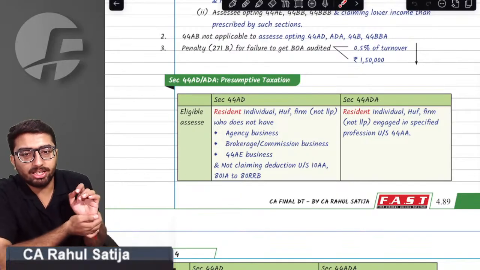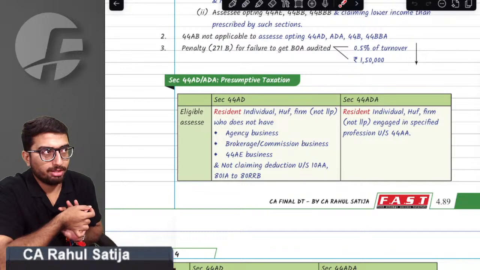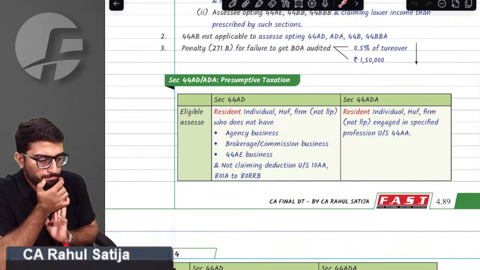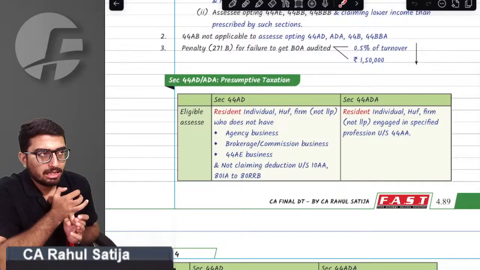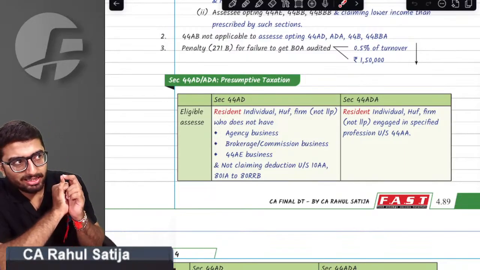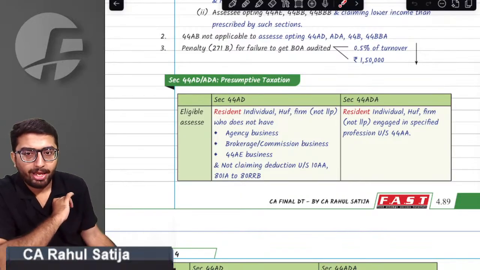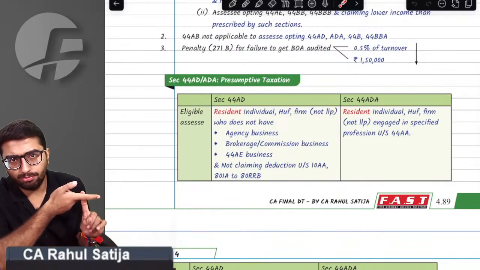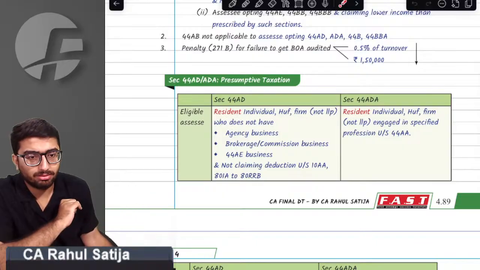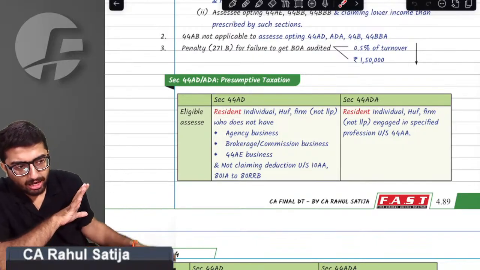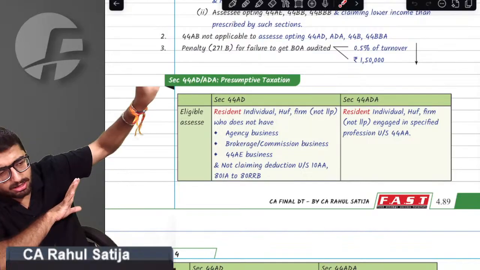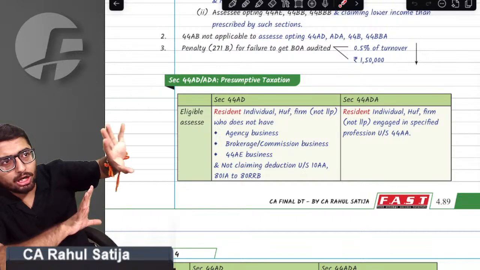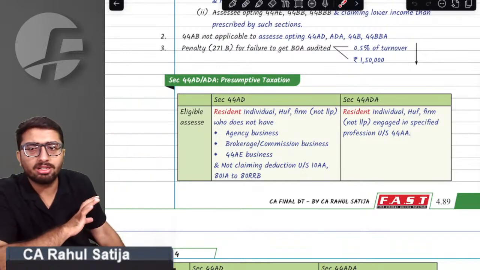Starting off with presumptive taxation. Sir, what does presumptive taxation imply? Sir, if I am a resident individual, HUF, or partnership firm. Am I referring to LLP? No. Am I referring to AOP? No. Any individual, HUF, and firm, and they are resident. Provision says if you are not doing any agency business, brokerage business, commission business, and if you are not claiming 10AA and 80IA to 80RRB, in that case, we allow you to offer your income on presumptive basis.